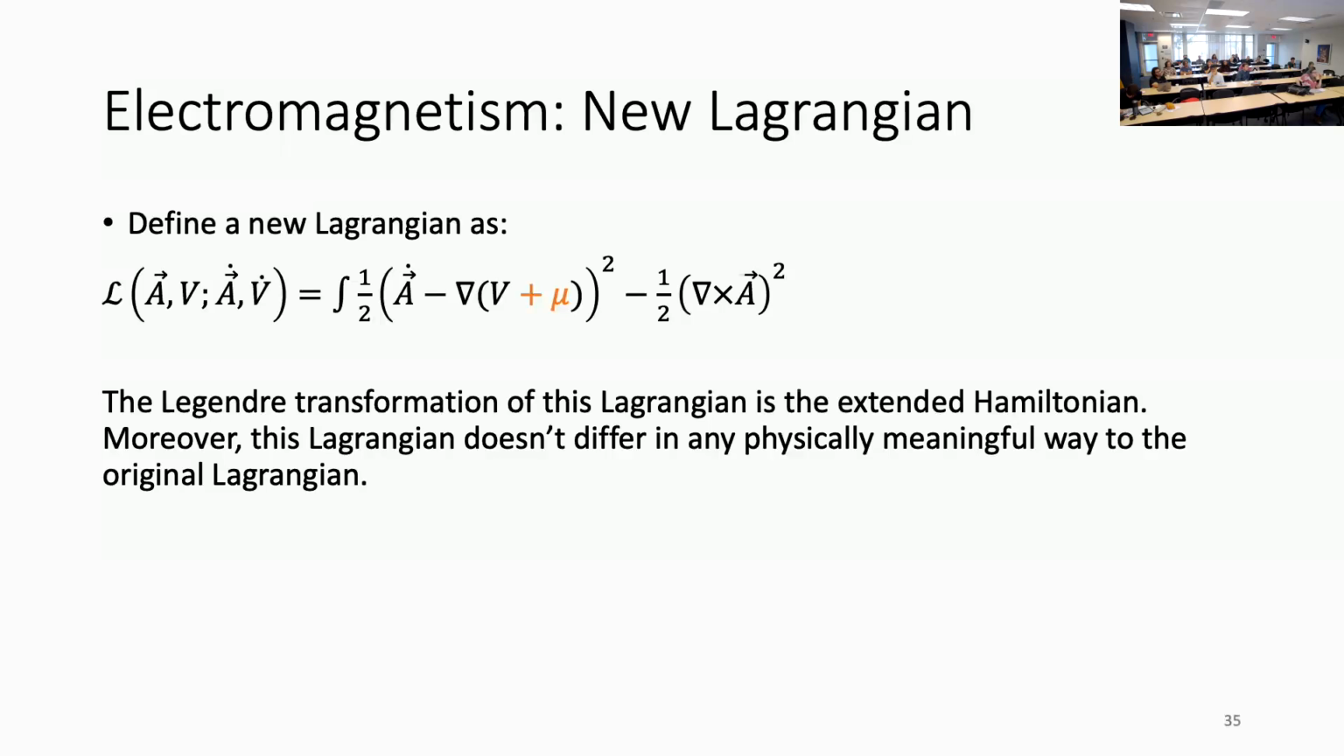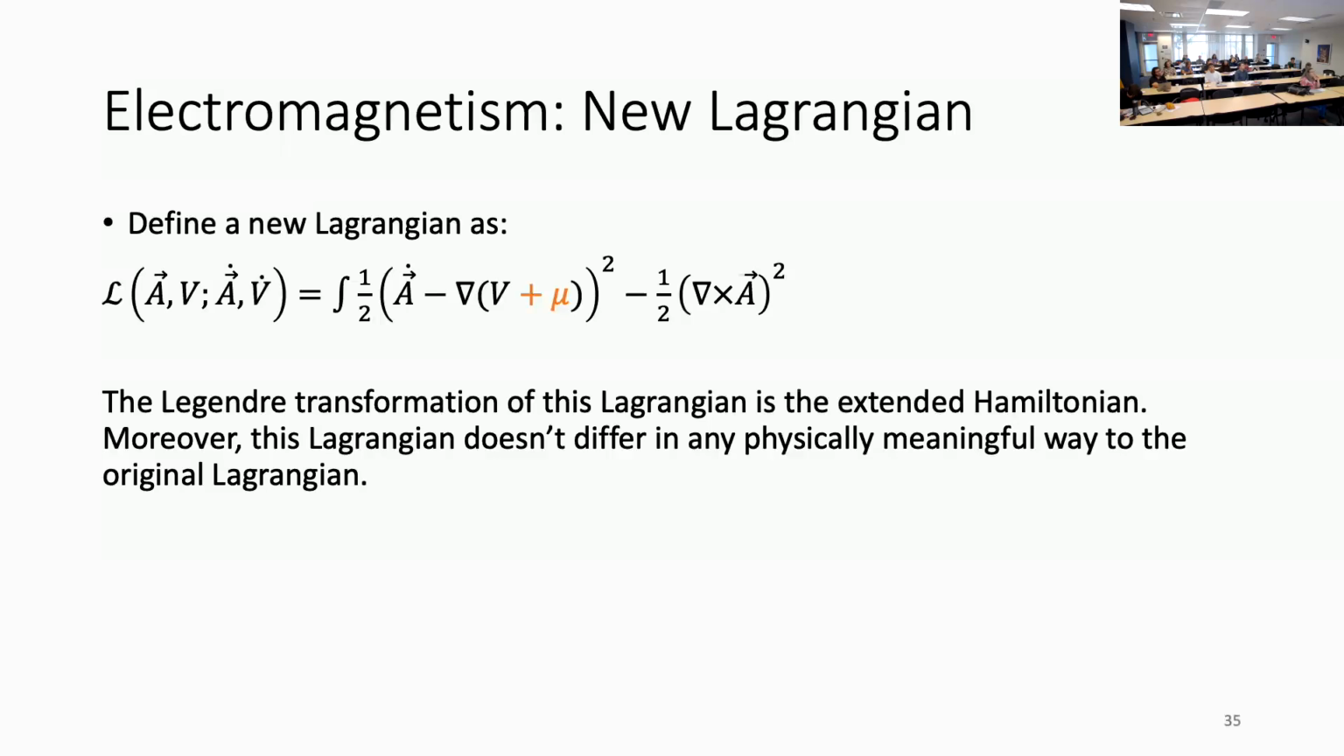Moreover, it's a little subtle, but one can see that this Lagrangian doesn't differ in any physically meaningful way from the original Lagrangian. Effectively, one can show this by thinking about what equation of motion one gets, and what one finds is that one has effectively replaced V with V plus mu. And the thing that we measure now is not this electric field, which is the combination of A dot and minus the gradient of V, but really it's this combination with this extra mu there.